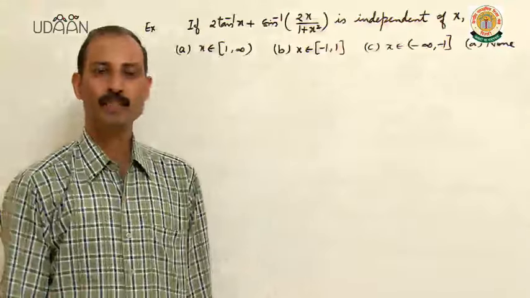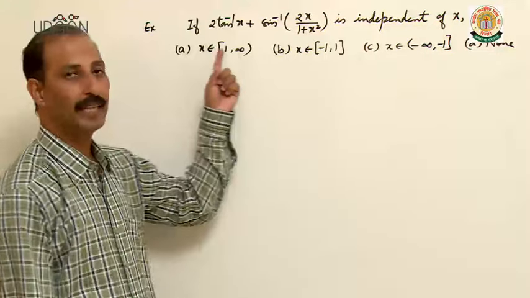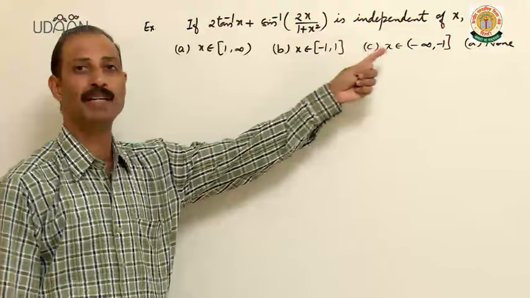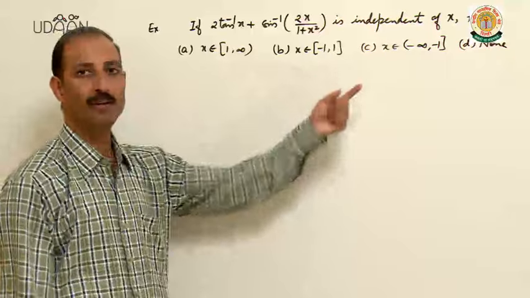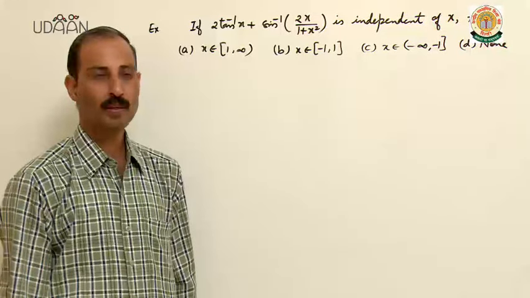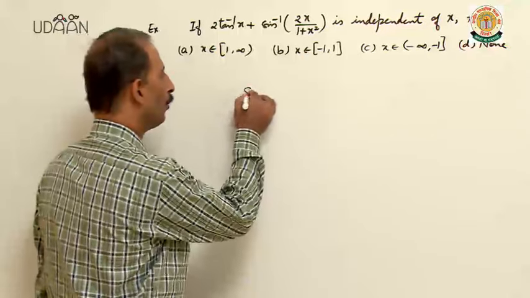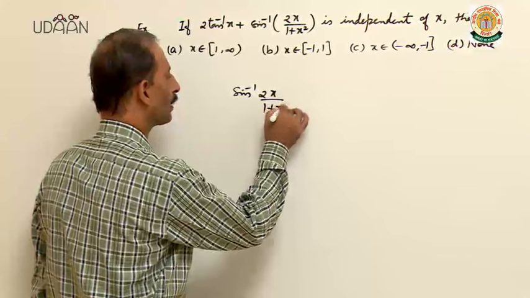Study them. Children, see in this example, if 2 tan inverse x plus sin inverse of 2x upon 1 plus x square is independent of x, then in what range will the value of x lie? So if you remember the identities, in the module we have given sin inverse of 2x upon 1 plus x square.